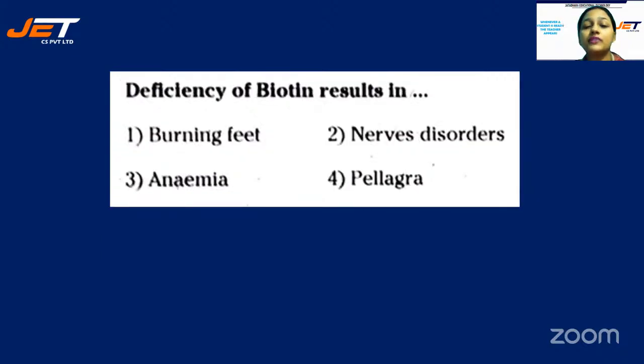Next question. Deficiency of biotin results in, and your options are burning feet, nervous disorder, anemia, or pellagra. Now here biotin is written, and I guess all of you know that biotin is the name of what? Can anyone tell me what is biotin? Students, biotin is basically a form of a vitamin.